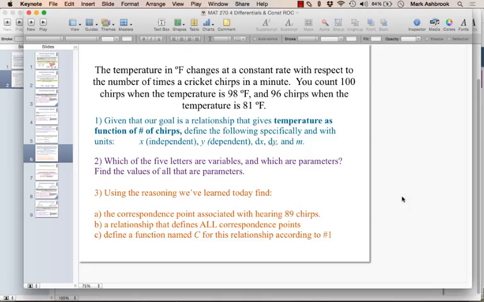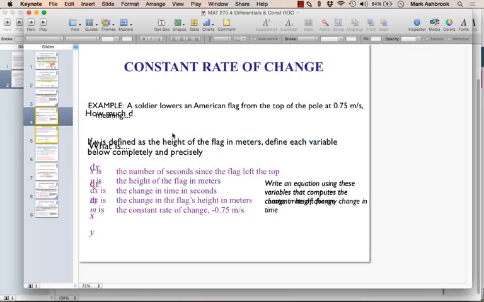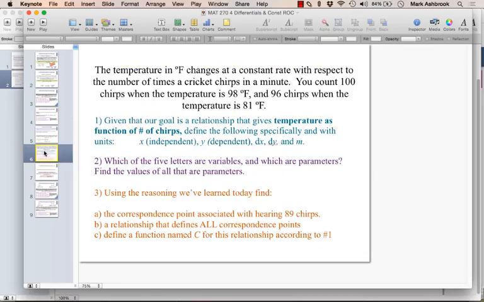So for time's sake, we'll go through this fast because we really want to practice building that relationship of all correspondence points. Our goal is a relationship that gives temperature as a function of number of chirps. We want to represent all correspondence points of temperature as a function of number of chirps. We're going to start with what is x, y, dx, dy, and m. So can we go fast?